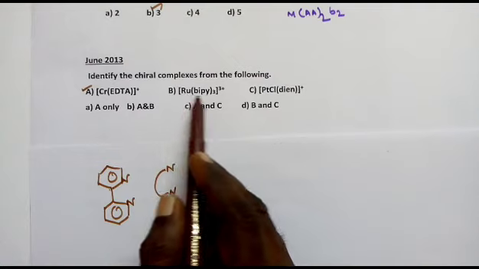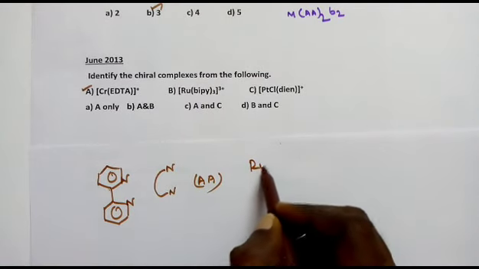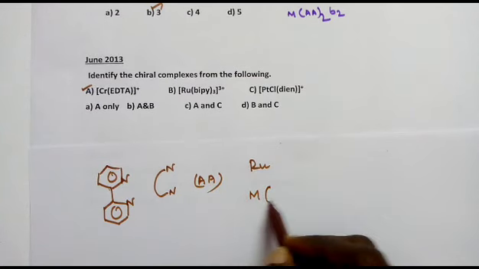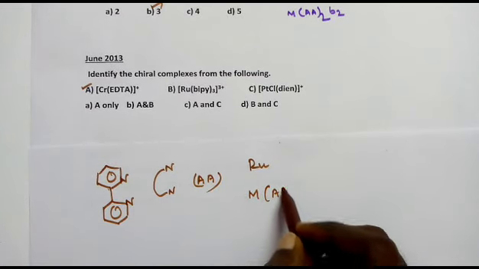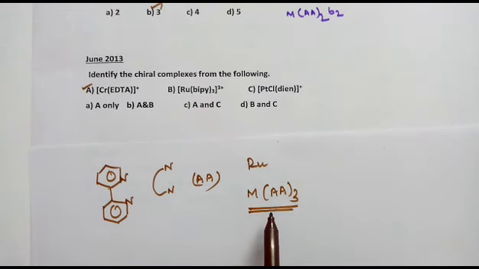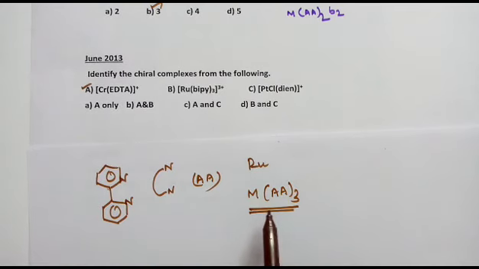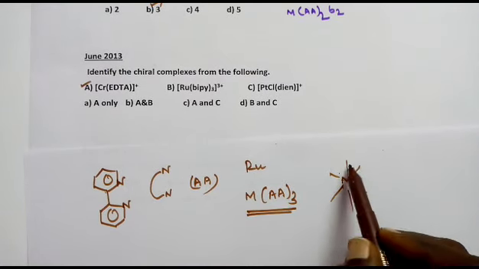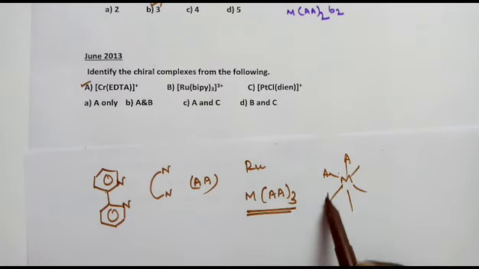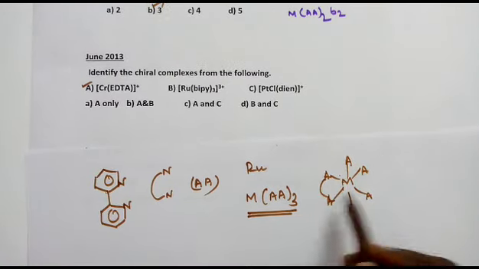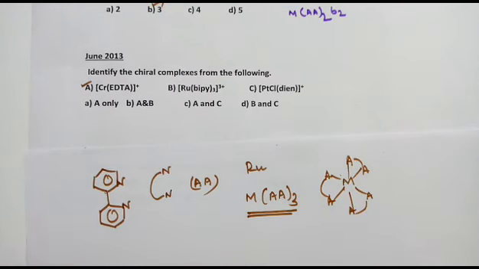So how about this one? Ruthenium bipyridyl means ruthenium, that means metal, AA thrice. Metal AA thrice. Is it optically active or not? Of course it is optically active. We already studied. It is optically active because M A. This is optically active.